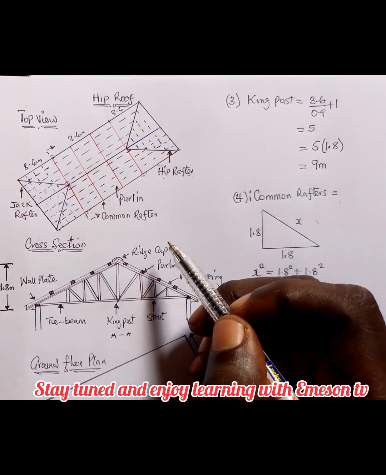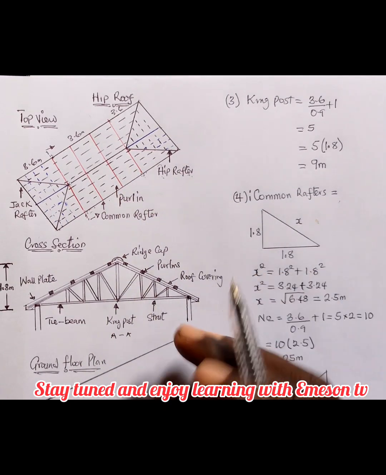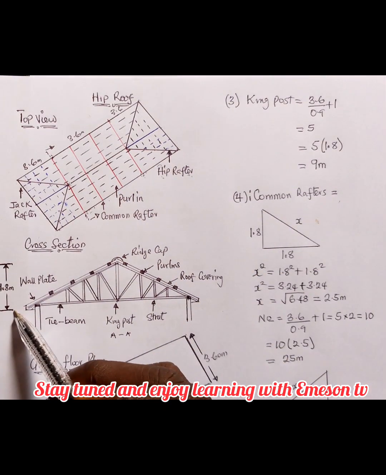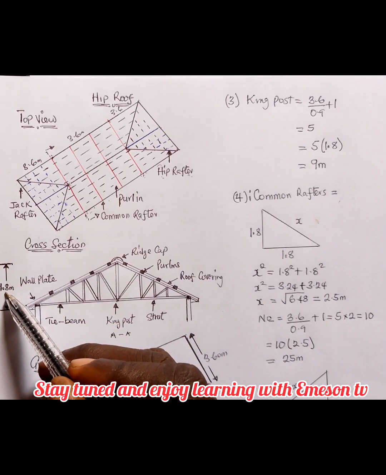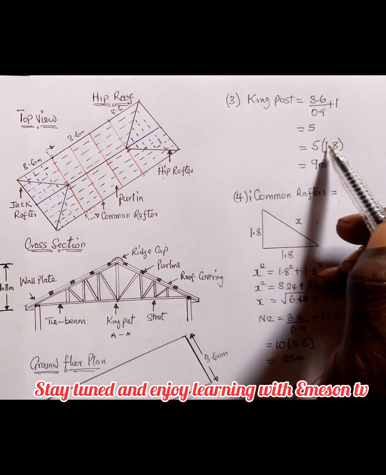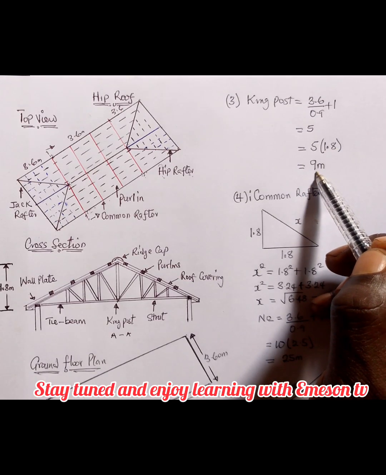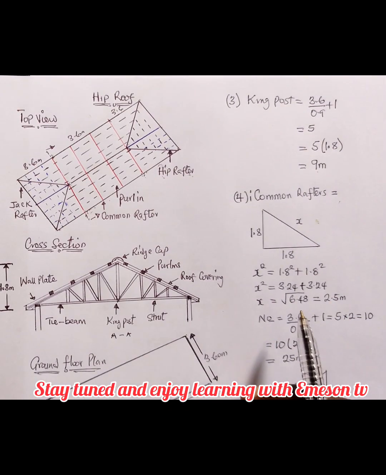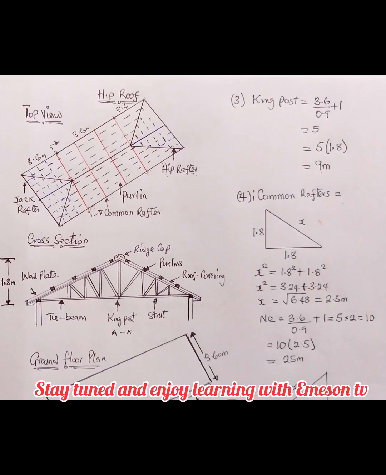So the height of one king post is what? Let's check from the cross section. See, from this point to this point they have given us 1.8 as the height of one king post. So it means we are going to multiply 1.8 by 5 to give us 9 meters as the total length of our king post. So having done that, the next thing for us to do now is for us to go to our what? Rafters.